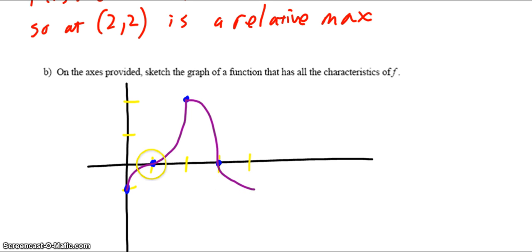So we know that at the point 1, 0 and at the point 2, 2 and at the point 3, 0, concavity is going to change at all three of those points. So from 0 to 1, the function is concave down. From 1 to 2, the function is concave up. From 2 to 3, the function is concave down. And from 3 to 4, the function is concave up. And so that's why we have this weird kind of turn here at the point 2, 2, where the first derivative and the second derivative do not exist, because that's a sharp turn.